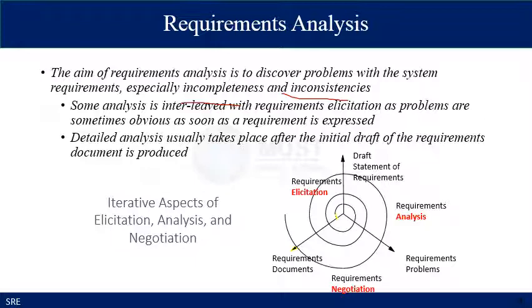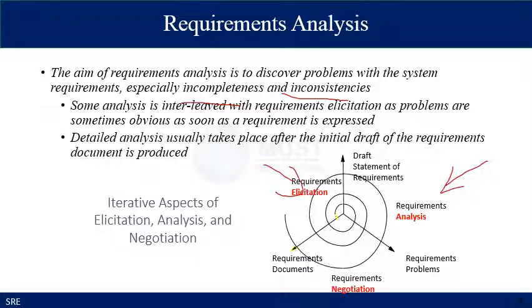So detailed analysis usually takes place after the initial draft of the requirements, when your final SRS is produced. So requirement analysis is an iterative process, and it deals with the different sub-processes of the requirement elicitation process. So at the start of the requirement elicitation process, you collect the requirements from the stakeholders, and then you draft those requirements in some form of formal language. And the requirement analyst performs the requirement analysis at this stage to identify any problems of incompleteness and inconsistencies.